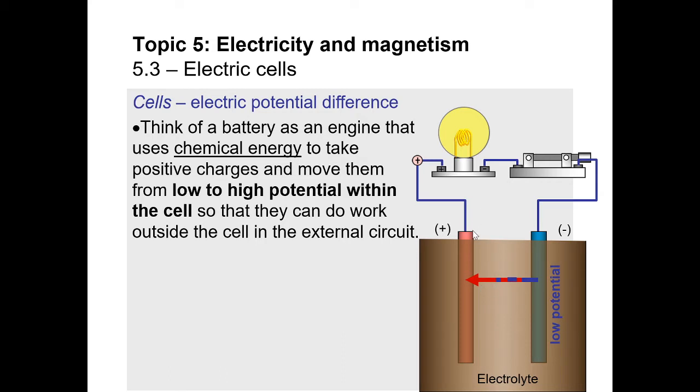Right? Outside of the cell, we're going from high to low potential, but inside the cell, you have to complete the circuit. So you have to go from low to high potential. Right? And it's the chemical energy that pushes it through from one electrode back to the initial one again.